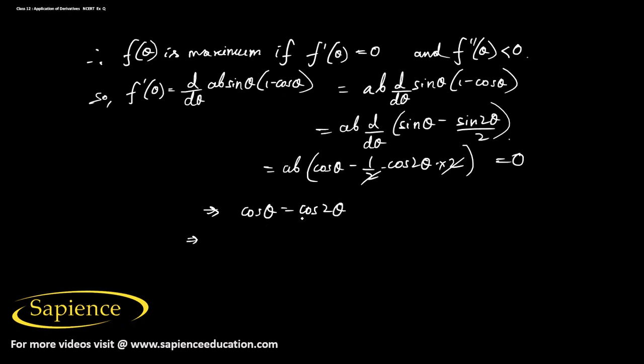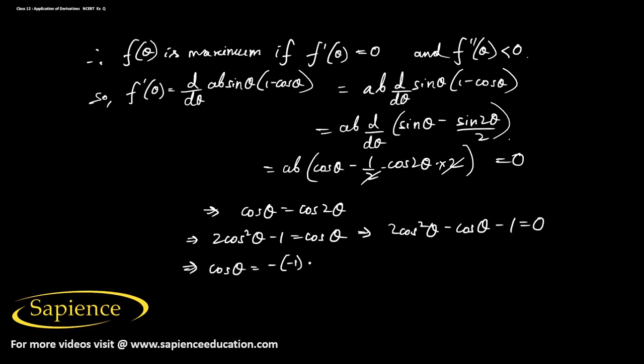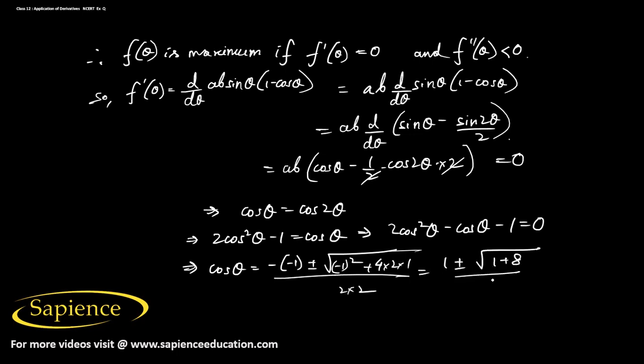It means cos 2 theta, I can say, is 2 cos square theta minus 1. That should be equal to cos theta. It means that 2 cos square theta minus cos theta minus 1 should be equal to 0. So now cos theta should be equal to minus b plus or minus square root of b square minus 4ac, so 4 into 2 into 1, by 2a. So that will be 1 plus or minus root of 1 plus 8, by 4. So that is 1 plus or minus root 9, that is plus or minus 3, by 4. So one is 4 by 4 and one is 1 minus 3, that is minus 2 by 4. So that is 1 and minus 1 by 2.